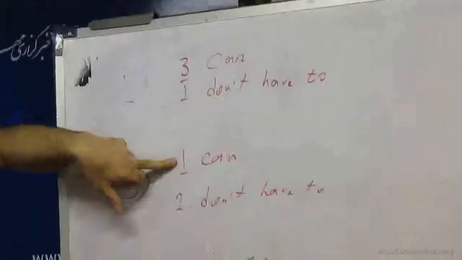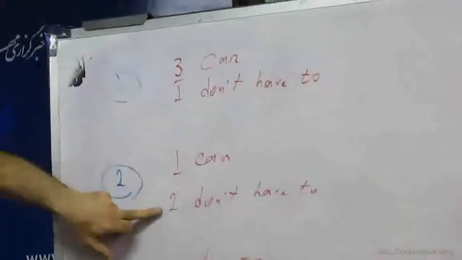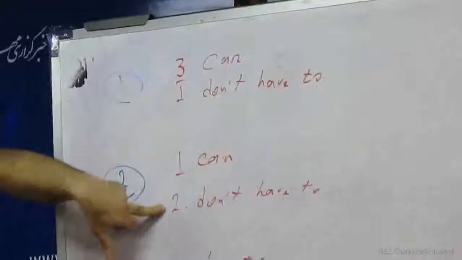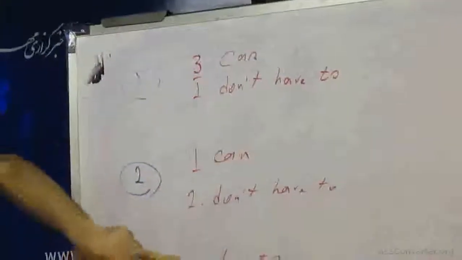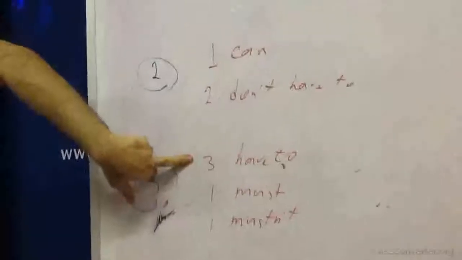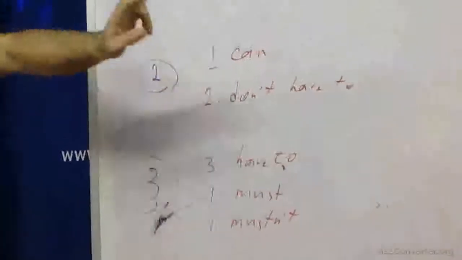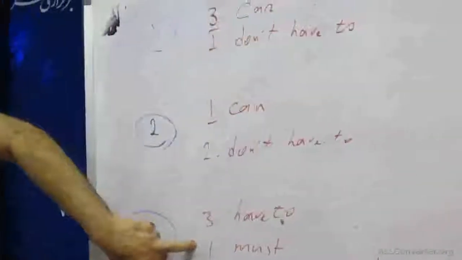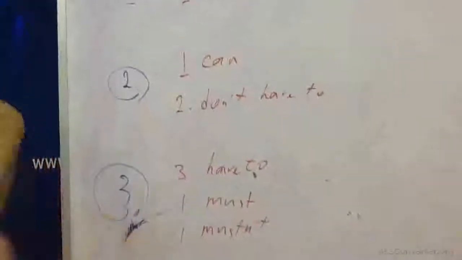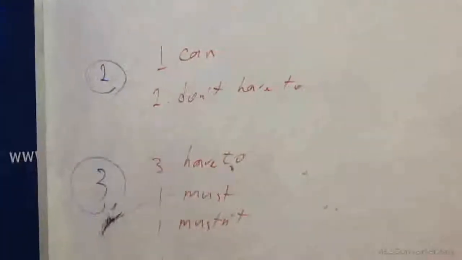You should find one thing students can do and two things they don't have to do. Three things they have to do. And one thing they must do. They don't have to find it. Okay, find them and discuss about it.